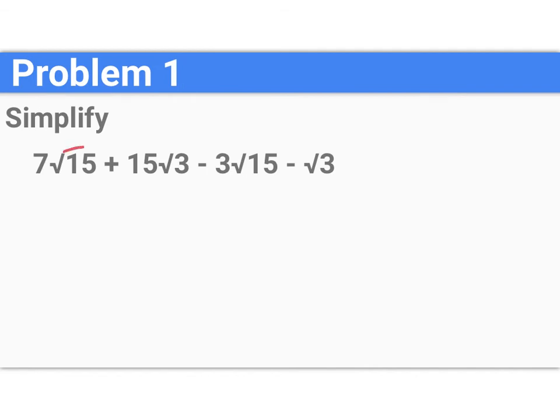Okay, so here we go. Root 15, root 3, root 15, root 3. 15 is not a perfect square. You can't break 15 into 3 times 5. Neither one of those is a perfect square, so it's just that. So 7 minus 3 becomes 4 root 15.